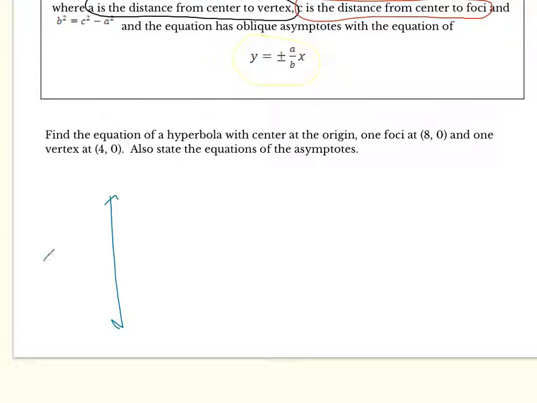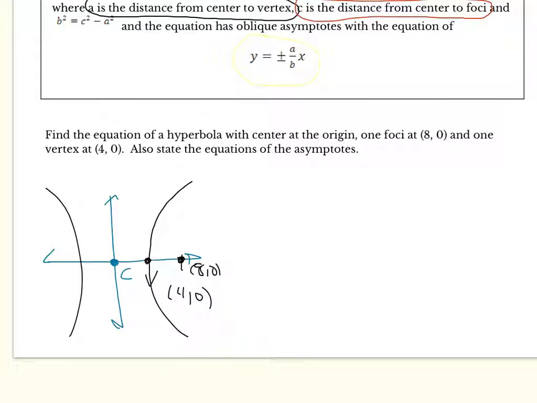So I'm going to make a little sketch here and see what we have going on. We have our center right in the middle. We have one foci at (8, 0), so that's way out here. And we have a vertex at (4, 0). Since that's the vertex, the hyperbola has to go through it. So the hyperbola looks something like this.